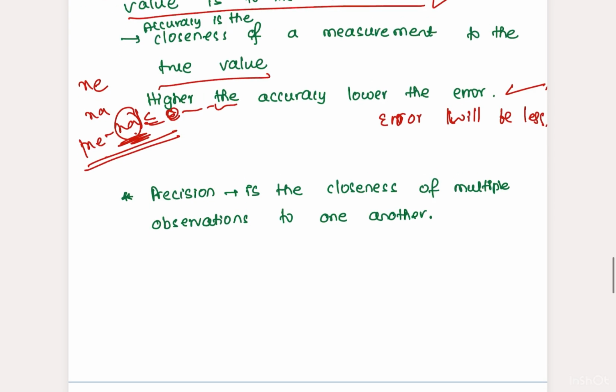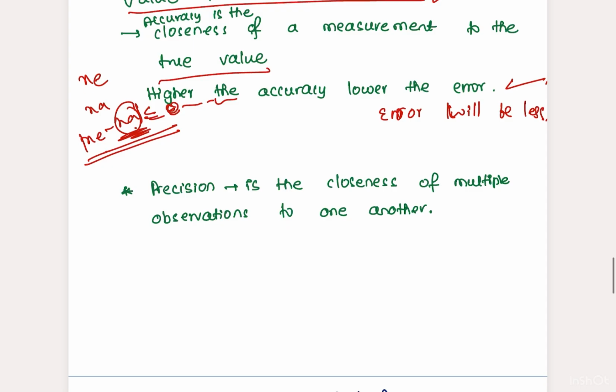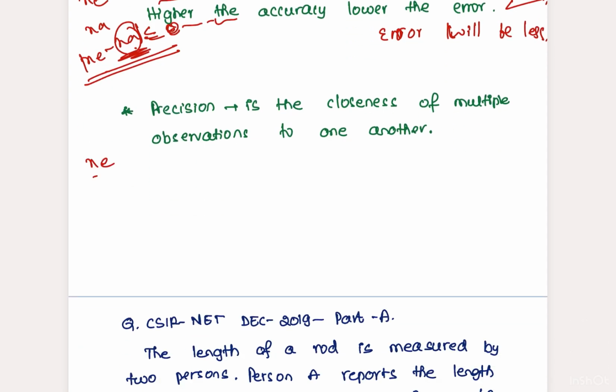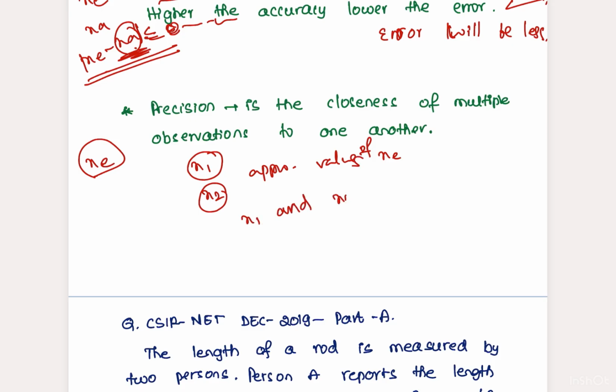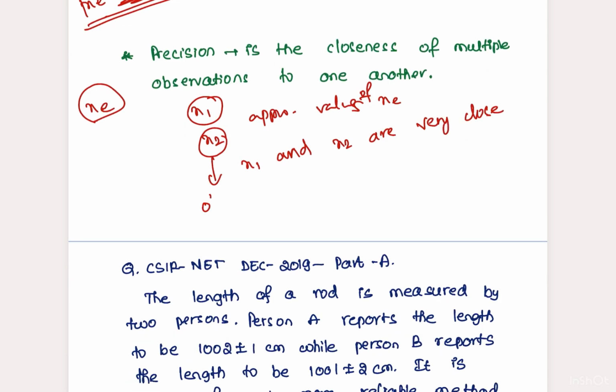Now precision is the closeness of multiple observations to one another. Suppose we have xe as the exact value and x1 and x2 are two observations which are approximate values of xe. If x1 and x2 are very close to each other, then this observation is more precise.